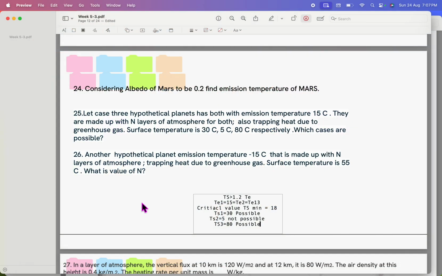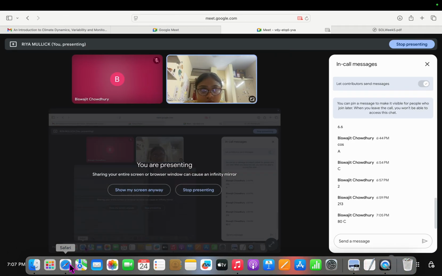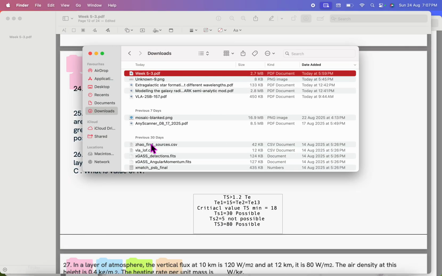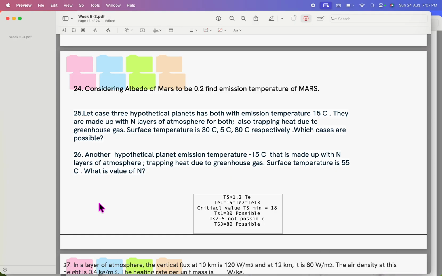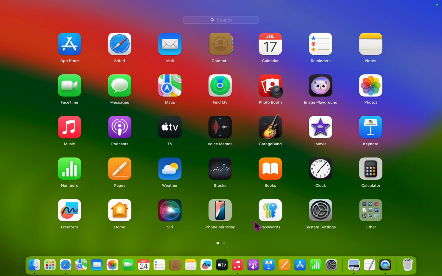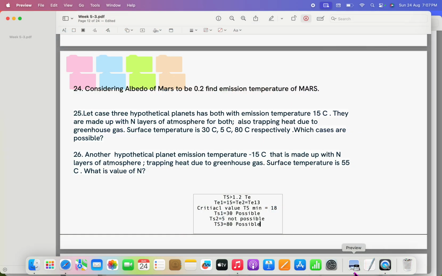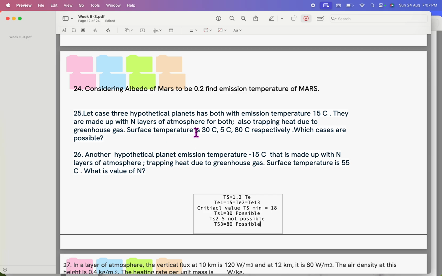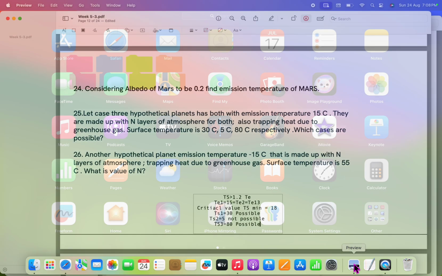Excuse me, ma'am. Yes, I think only 80 degrees is possible. Yes, 30 should not be possible, I guess. Because if it is the critical value, the surface temperature is 30 degrees Celsius. But what are you getting as the critical value?